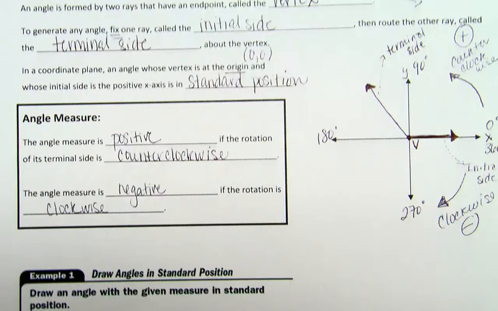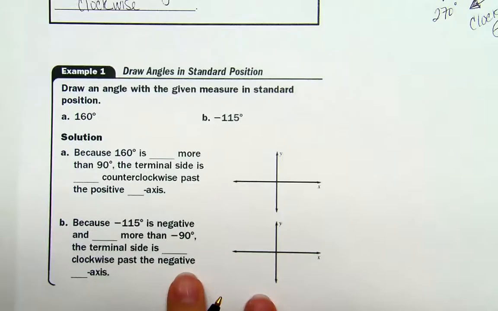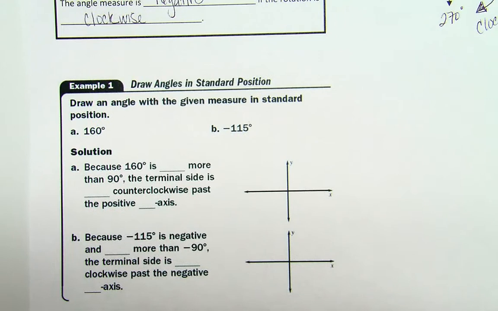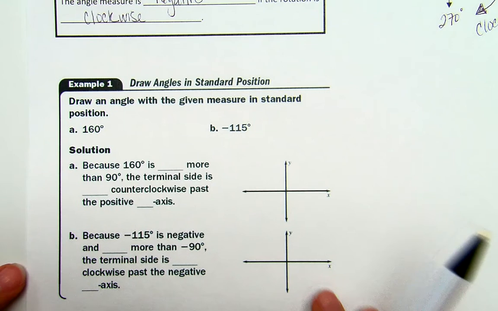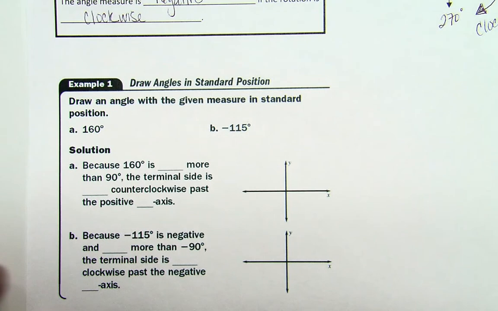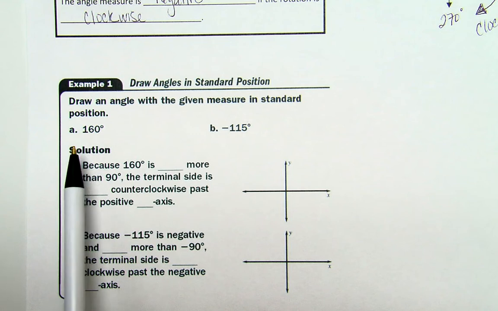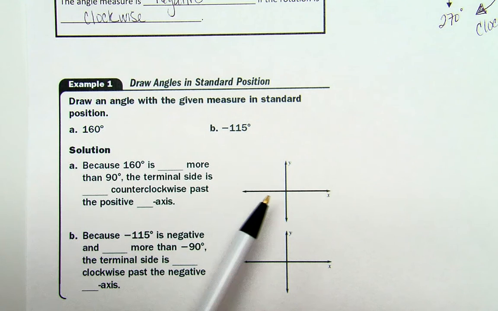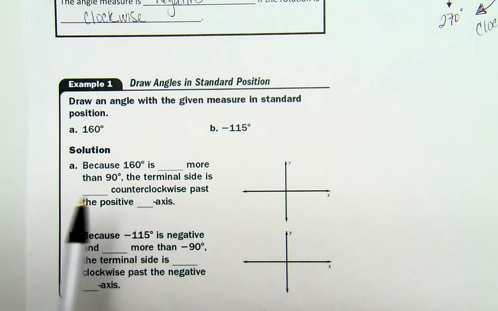So in example 1, they want us to draw an angle in standard position. They're giving us 2 angles that they want us to draw in standard position. And in both of these, they have a solution off to the left-hand side that kind of gears us and helps us along in drawing these angles. So the first thing is we want to draw 160 degrees in this X and Y coordinate plane. So to start us off, 160 degrees.